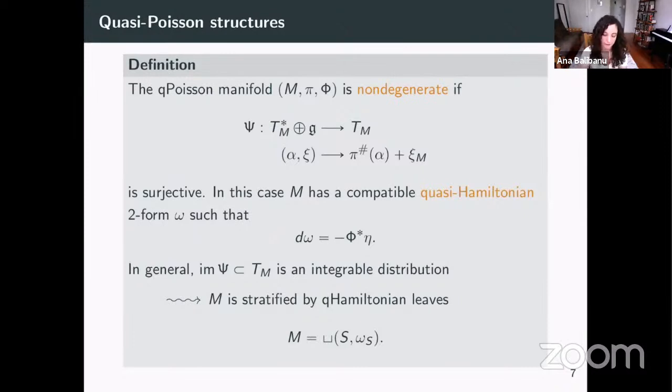So I will give a couple of examples, and I will also briefly explain another way of looking at quasi-Poisson manifolds, and then I will relate them back to the universal centralizer picture at the beginning of the talk.